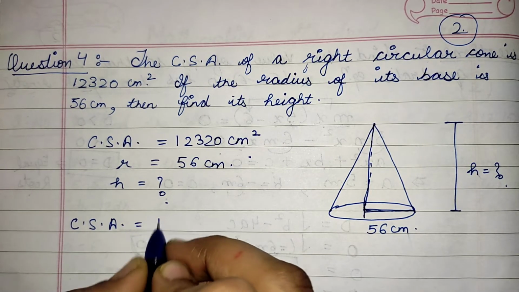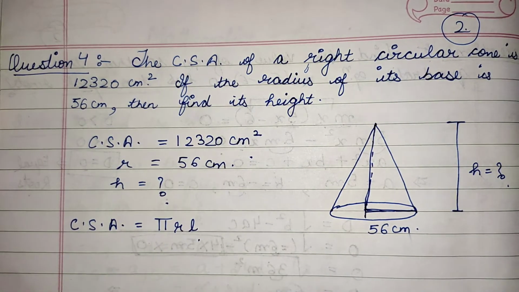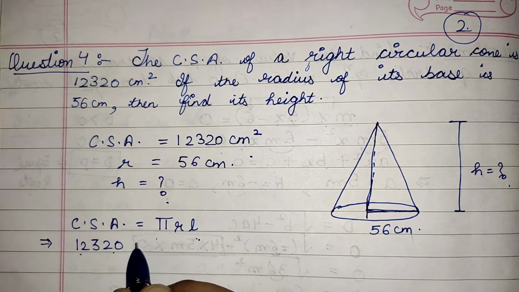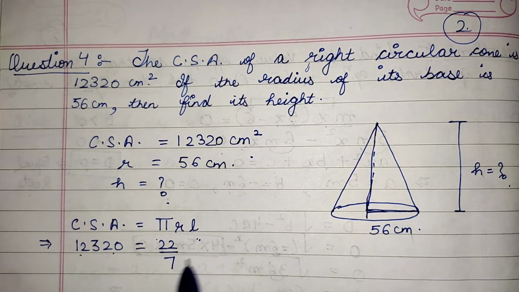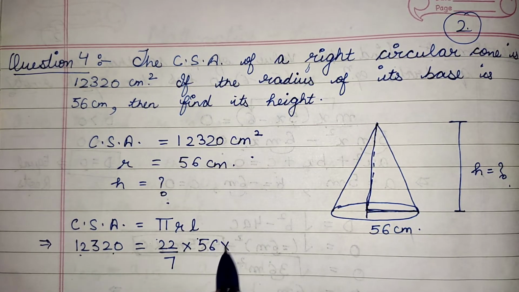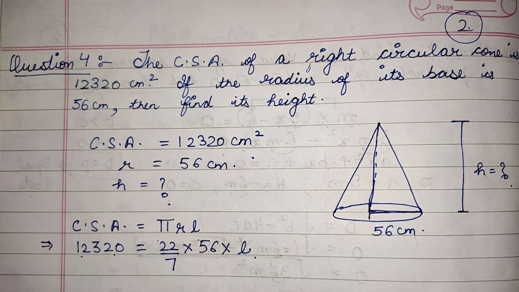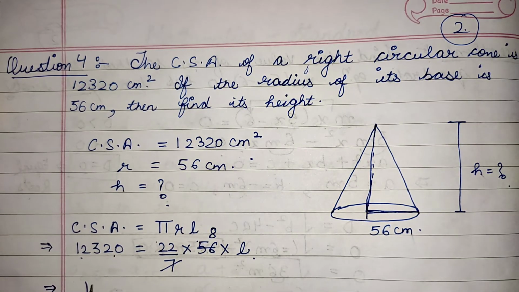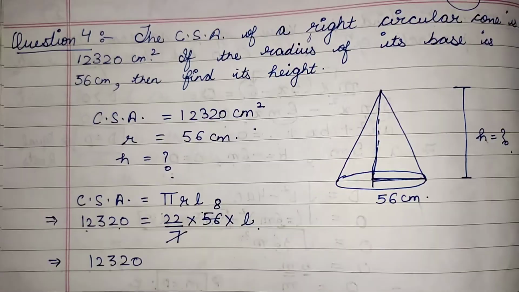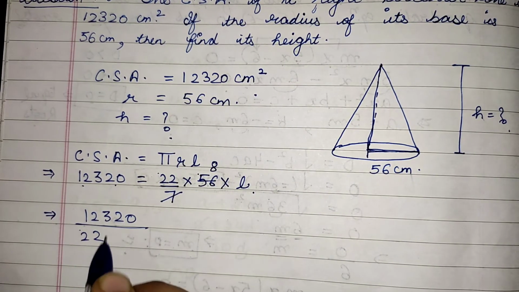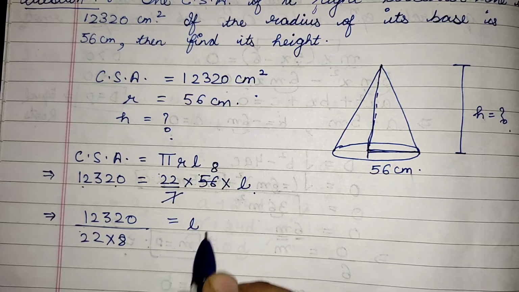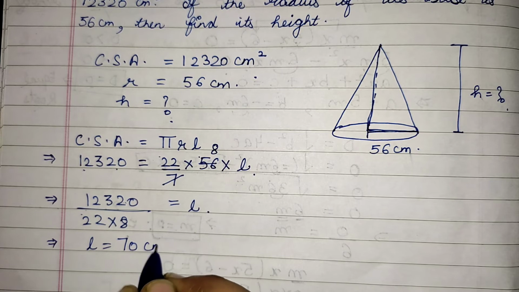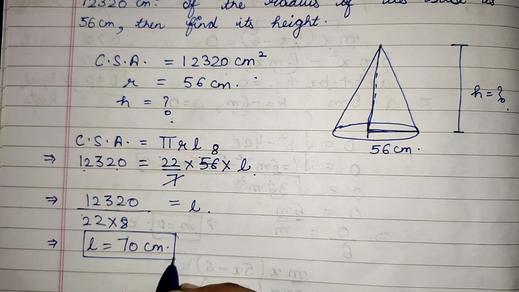This is again a simple question, where the curved surface area of the cone is given by pi r L. So this will be the calculative part of the question. 12320 is equal to pi, and pi is 22 by 7, radius is 56 and this will be L. And this will get cancelled out to 8. So my answer will be 12320 divided by 22 into 8 is equal to L. So after solving this calculative part, my L will be equal to 70 centimeter.